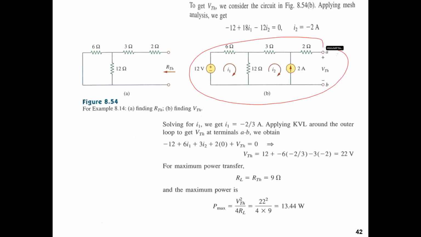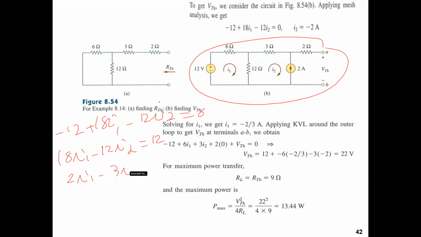Okay, so for I1, we write down the equation: minus 12 plus 18 I1 minus 12 I2 equal to 0. That's equation number 1. Just reorganize: 18 I1 minus 12 I2 equal to 12. If we divide by 4, it will be 2 I1 minus 3 I2 equal to 3. And then from the second equation, or loop 2, we have I2 equal to minus 2 amps.